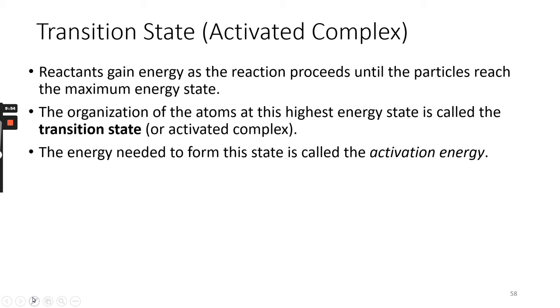So, the transition state or activated complex. Reactants gain energy as the reaction proceeds until a particle reaches a maximum energy state. When you are at this maximum energy state, you are an activated complex. The organization of the atoms at this high energy state is called the transition state because you are ready to react, or it's called the activated complex. The amount of energy you need in order to have the molecule at this state is called your activation energy.